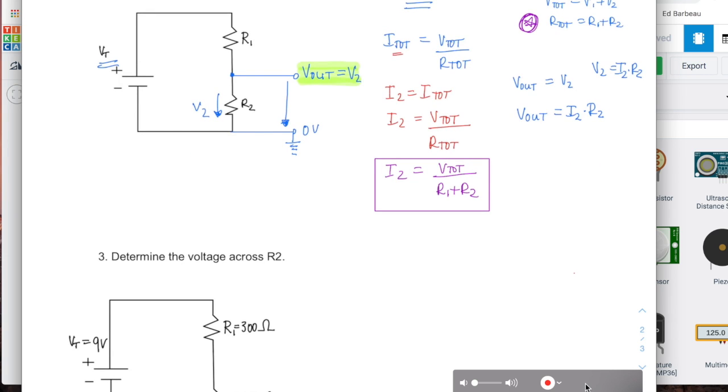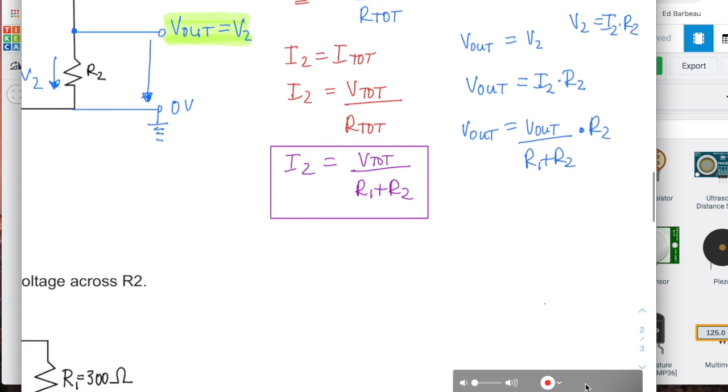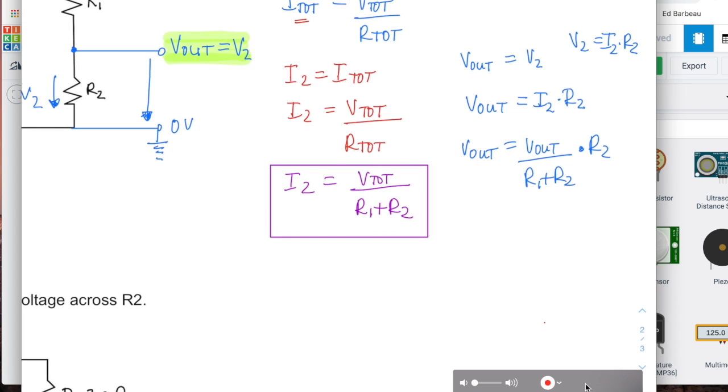So now what I'm going to do is substitute an I2, and we just have to write one more step. Okay, we know that V out equals, basically I'm just going to rearrange this formula.